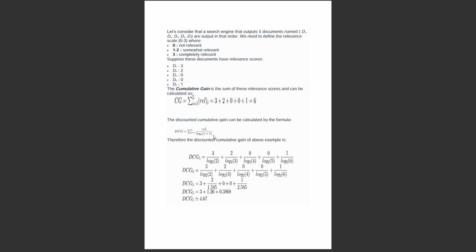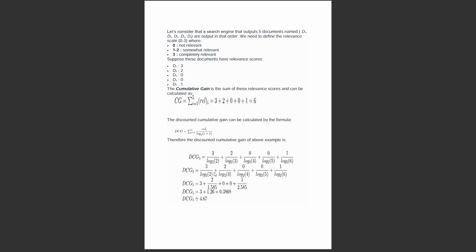so 2 plus 1, 3, plus 0 divided by log 3, since it is the third document, I is going to be 3, so 3 plus 1, 4, plus 0. Like this, I will be calculating, and I will come across this step. So let me go to the next step.